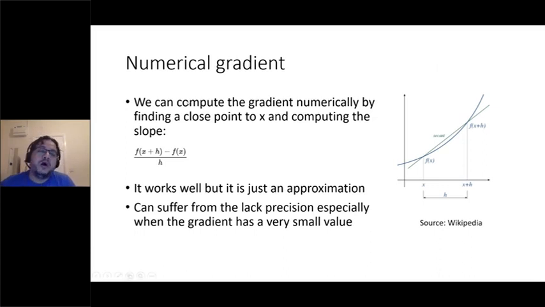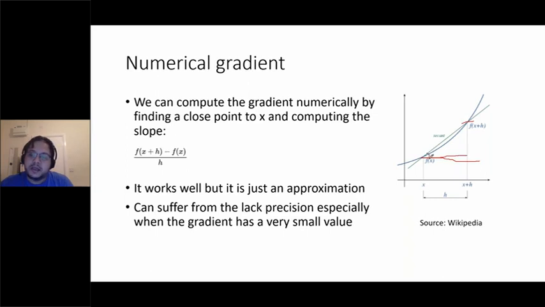So we have what we call the numerical gradient. This is a very simple way of computing the gradient. What you do, for example, if you want to compute the gradient at x, you look at a point close to it. This is an approximation of the gradient, and you look at the difference. So it's x, and here the second point is x plus h, where h is a small number. So we compute f(x plus h), this length, minus f(x), this length, divided by h, which is this length.